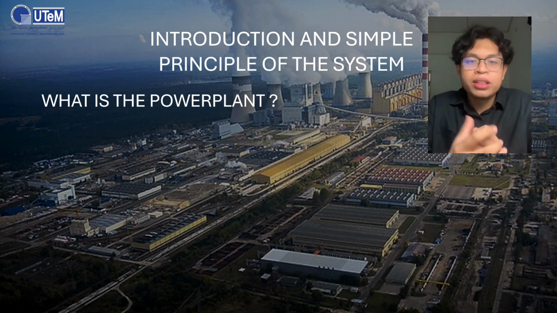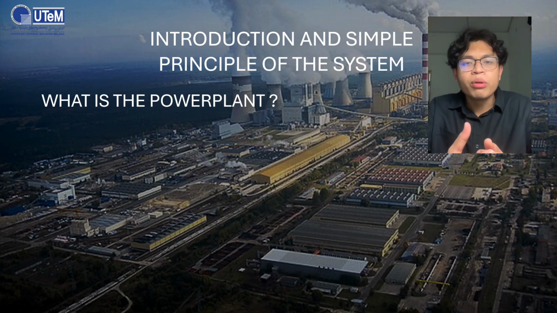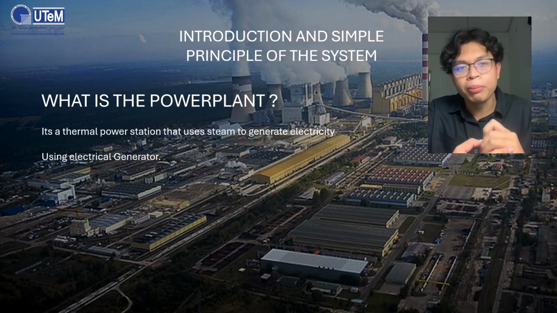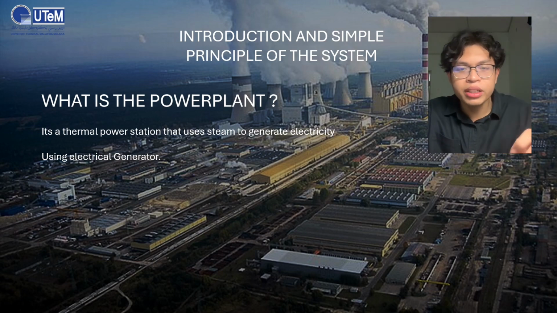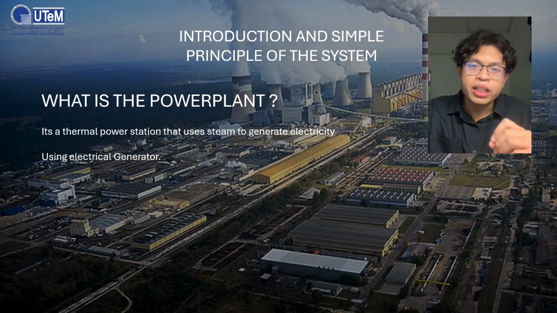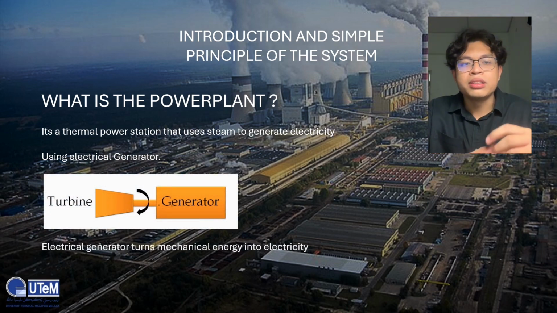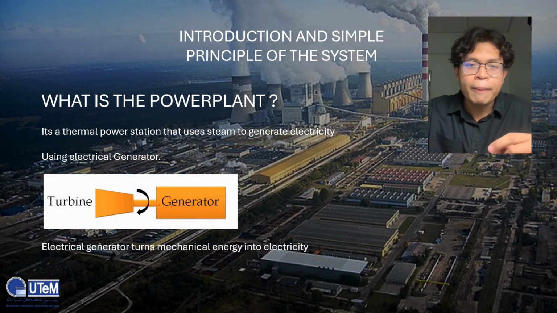So we start with what is the power plant. Did you ever wonder where all the electricity that we use comes from? Basically it comes from the power plant. A power plant is a power station that uses steam in order to generate electricity by using the electrical generator. And then what is an electrical generator? It is a generator that converts the mechanical power or mechanical energy into the electricity that we use today.